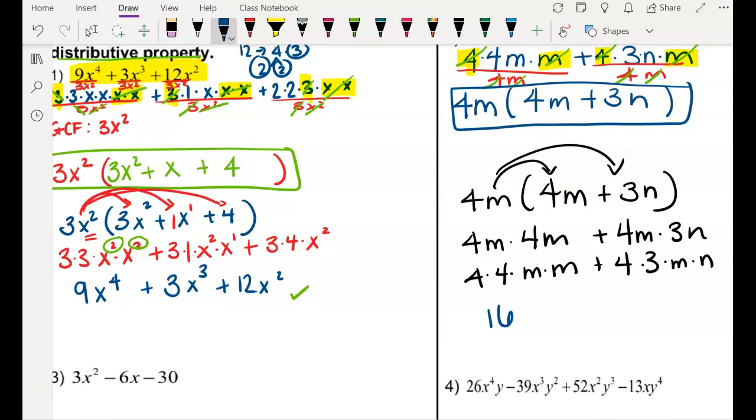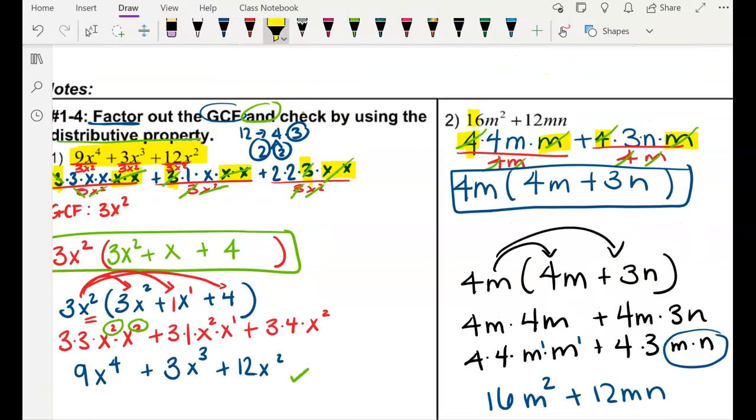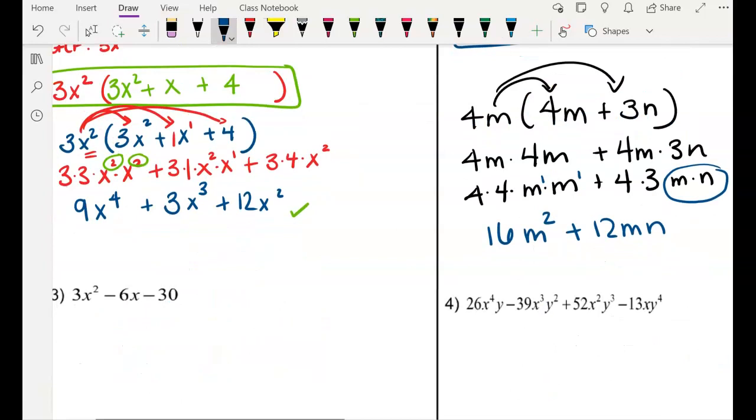So 4 times 4 is 16. We have a power of 1, so 1 plus 1 is power of 2. Over here, 4 times 3 is 12. These cannot be combined because they are different variables. So this one, students, let's check to see if it matches our original. Yes, it does. And then we can do a happy dance, okay?